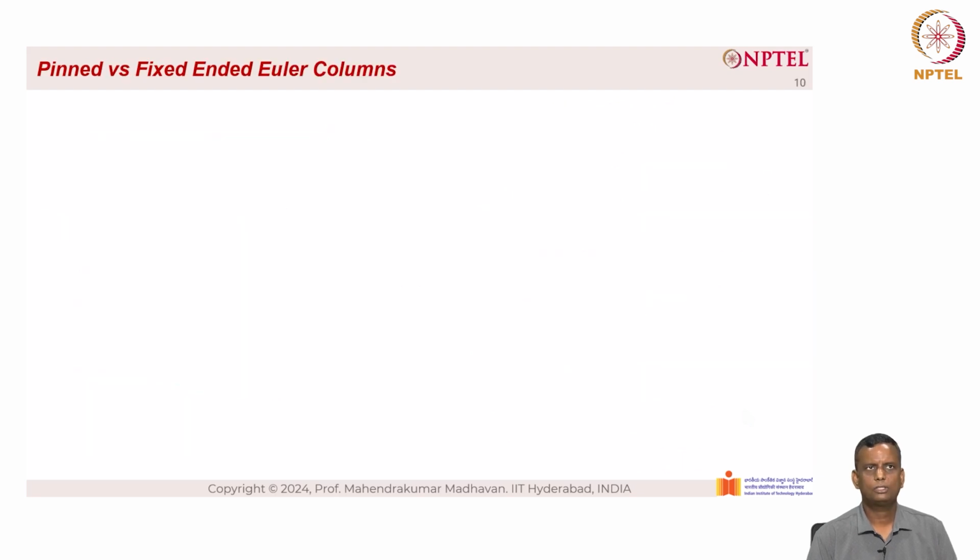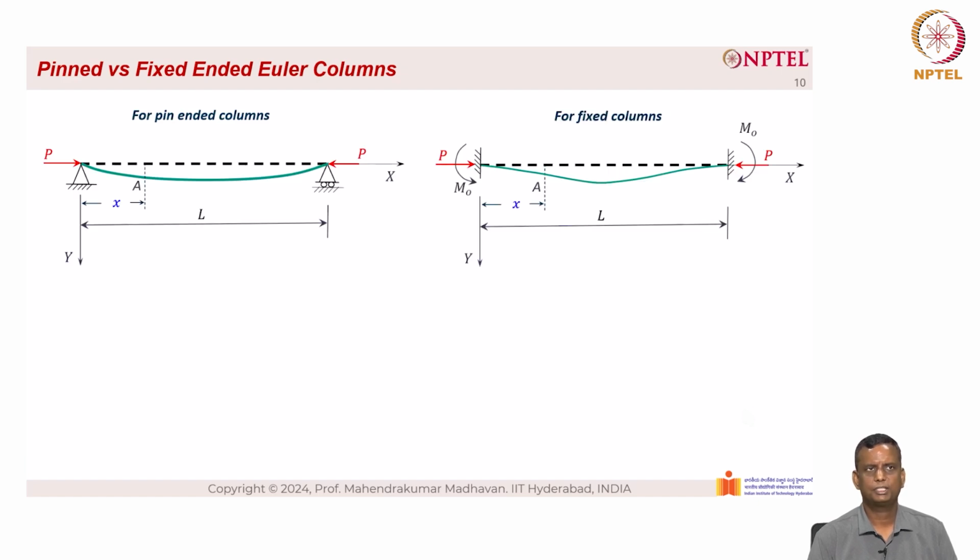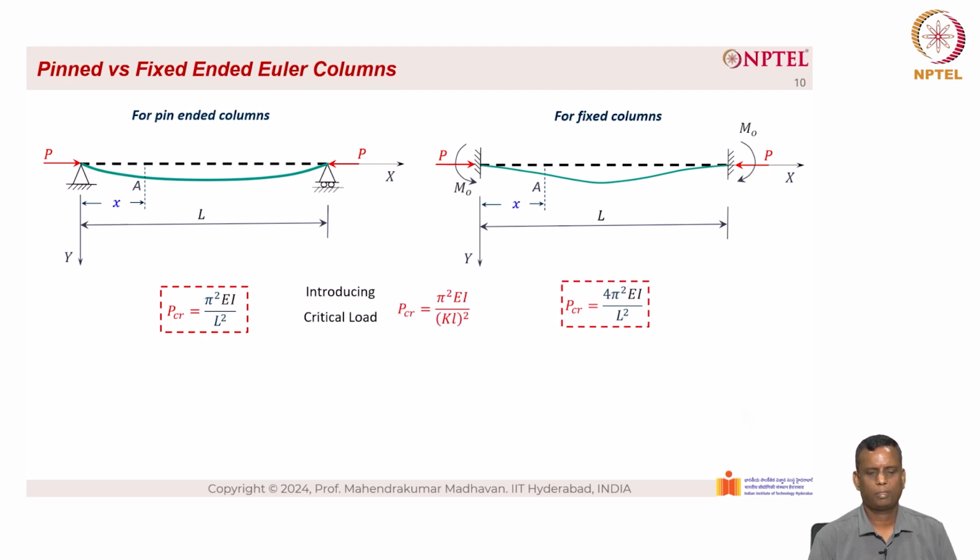So now let's talk about pinned versus fixed end Euler columns. For pinned end columns, and for fixed end columns, we have the following deflected shape. We have the critical buckling load for pinned end columns, P critical, as pi square EI by L square. For the fixed end columns, we have P critical equal to 4 pi square EI by L square. Introducing the effective length, we have P critical equal to pi square EI by (KL) the whole square.